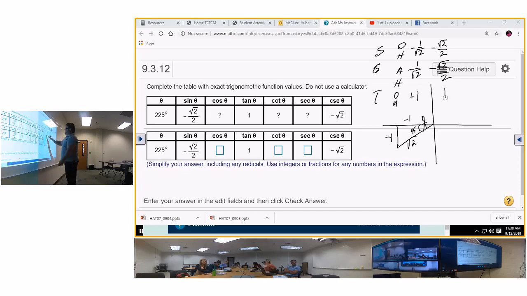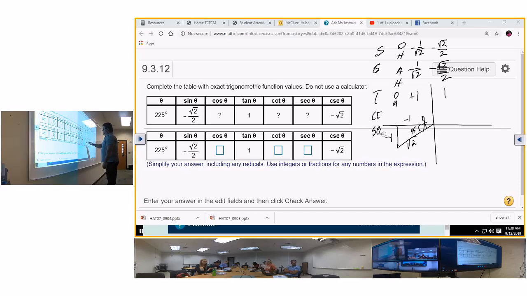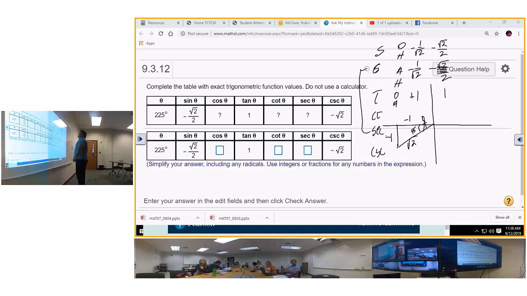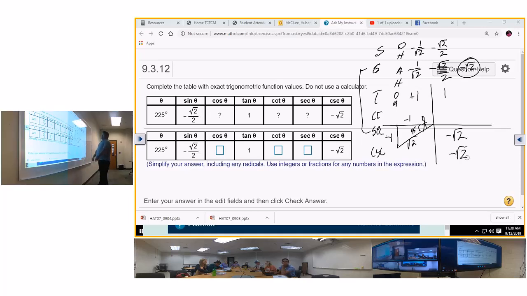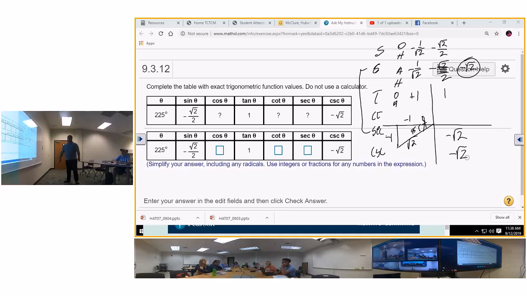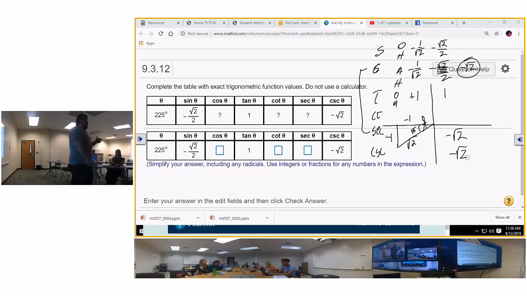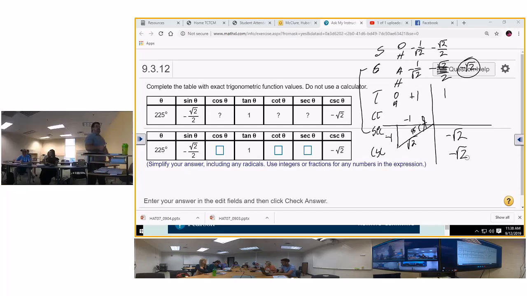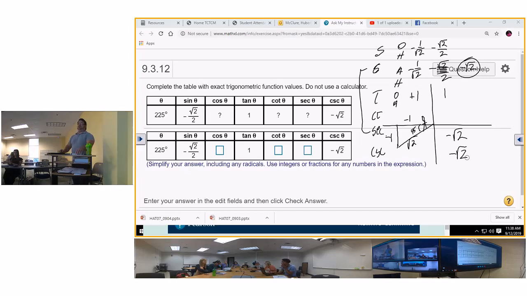So put cotangent, secant, cosecant. So the secant is right there. So that's going to be negative square root of 2 over 1. And then the cosecant, this is going to be negative square root of 2, and this one's going to be negative square root of 2. So you should be able to fill that one out. Notice I didn't memorize anything. I just did it. Now, eventually, after you do it 3 or 4 times, it's going to start falling into place.